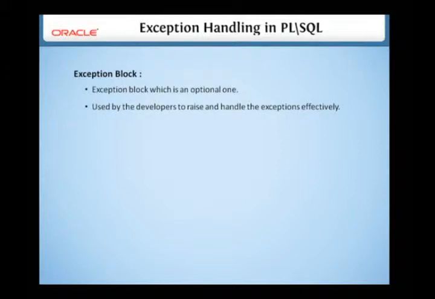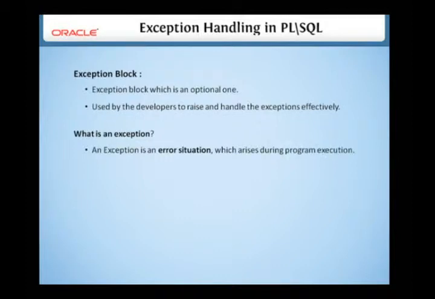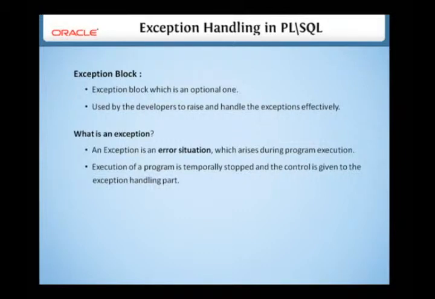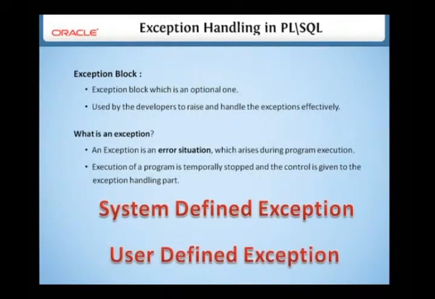Let's start with the question, what is an exception? An exception is an error situation which arises during program execution. Generally, whenever an exception occurs in a program, the execution of the program is temporarily stopped, and control is given to the exception handling part. Exceptions can be in two types: a system-defined or predefined exception, or a user-defined exception.